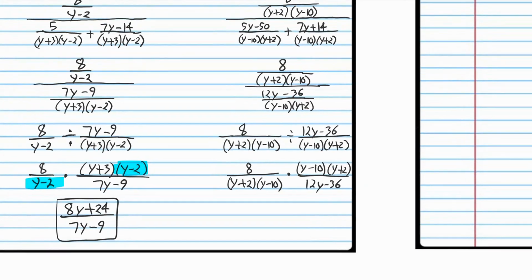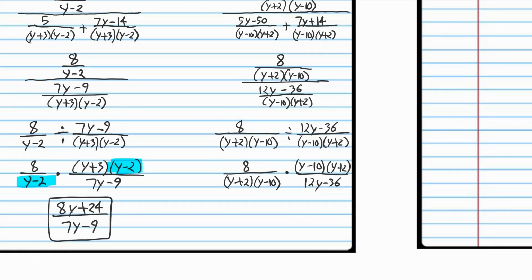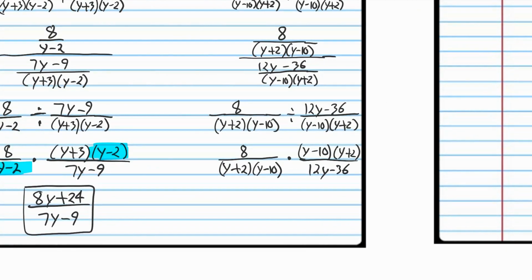And you can see that we have a lot of different common factors here. So we can cancel out the y minus 10s and the y plus 2s. I'm going to use different colors there. And we get 8 times 1 is 8, and 12y minus 36 times 1 is 12y minus 36.